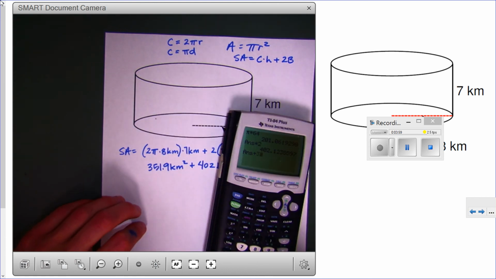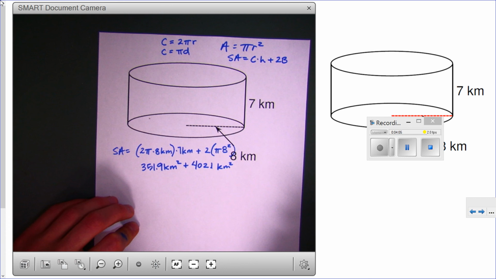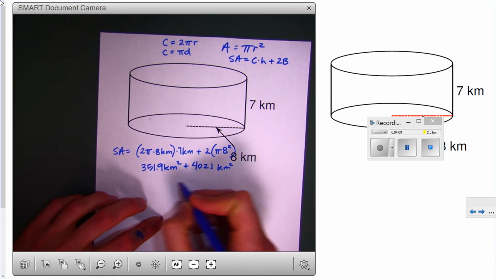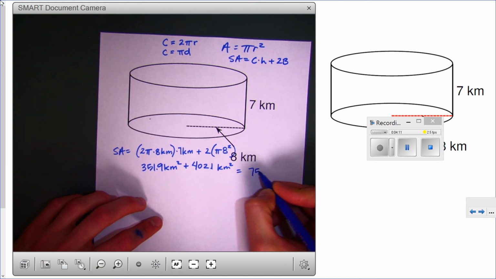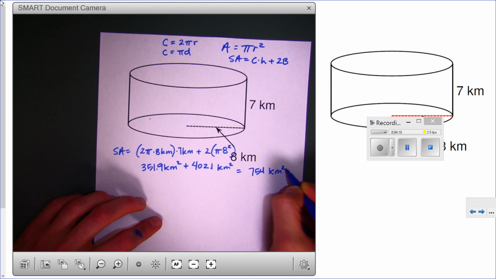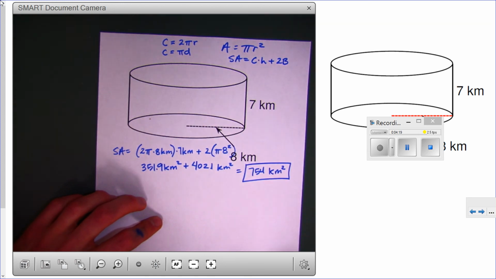So then let's add those guys up. 402.1 plus 351.9 is going to be 754.1. No, that's just going to be 754. So this equals 754 kilometers squared. That's our surface area of this cylinder.